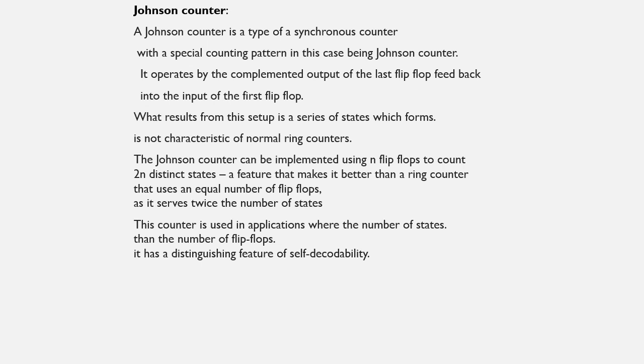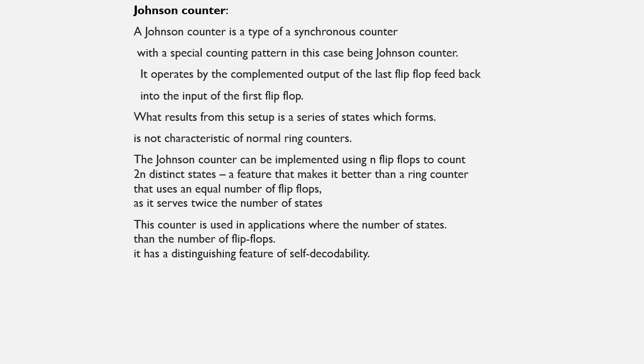What results from these steps is a series of states which form a circuit different from a normal ring counter. The Johnson counter can be implemented using n flip-flops to count 2n distinct states, a feature that makes it better than a ring counter that uses an equal number of flip-flops, as it doubles the number of states. The counter is used in applications where the number of states is greater than the number of flip-flops.